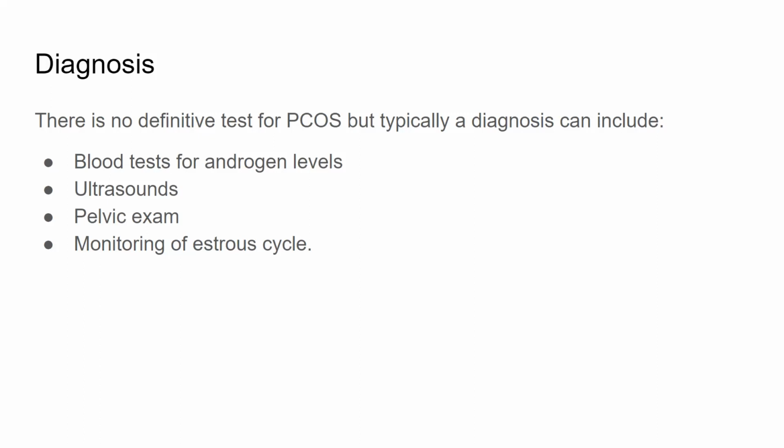There's no definitive test for PCOS, but to get diagnosed, typically they'll run a blood test and see your androgen levels. Ultrasounds, I had a picture earlier that showed the cysts popping up on our ultrasounds. Normal palpation of a pelvic exam really tests for inflammation or just abnormal size. And then monitoring of estrous cycles, just seeing whether or not your periods are consistent and or too heavy or at all.